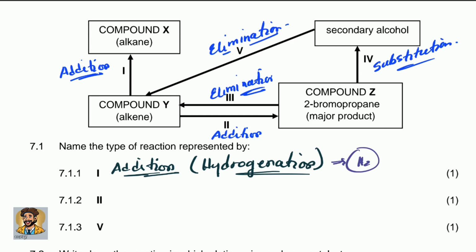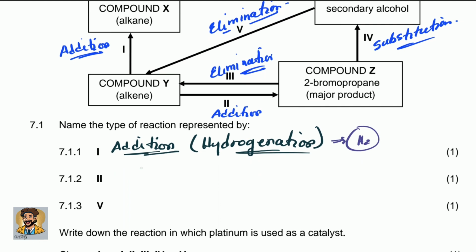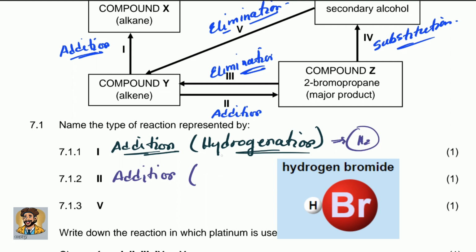The second one, reaction 2, is also addition. In this case, you add a hydrogen halide. So this one is hydrohalogenation.